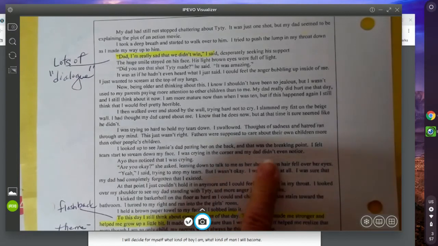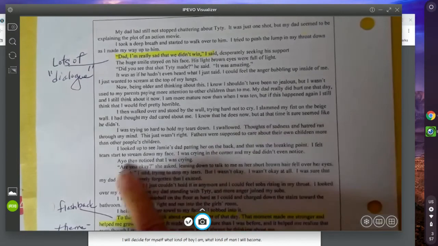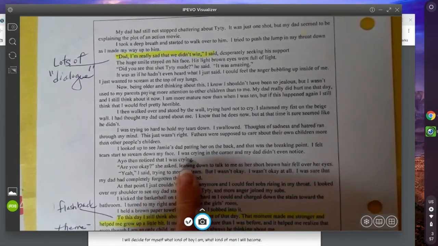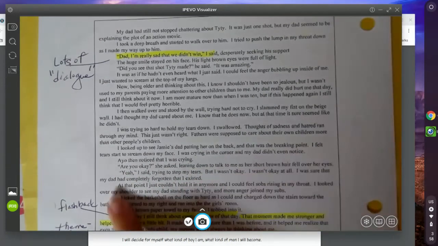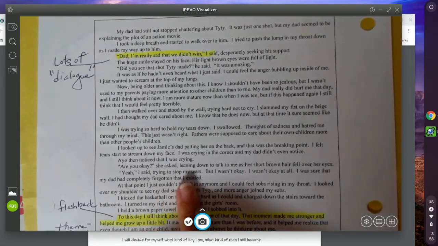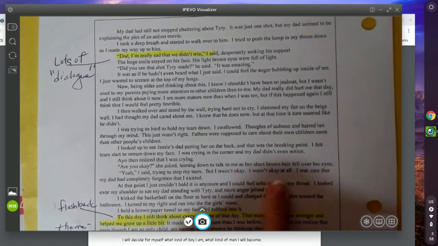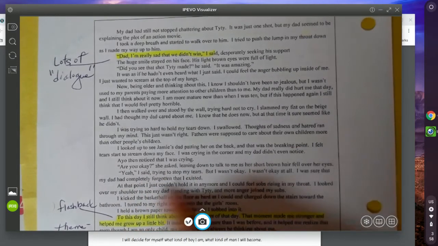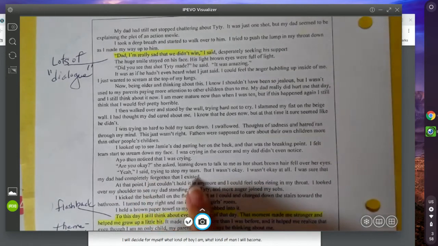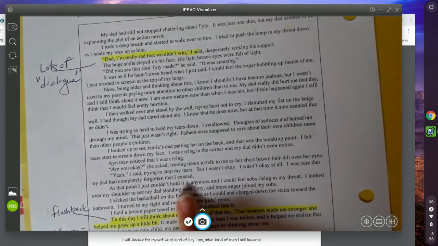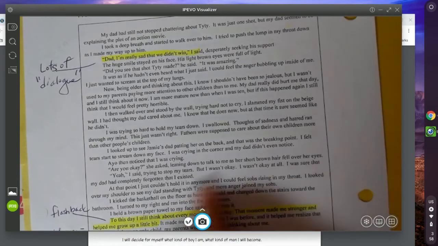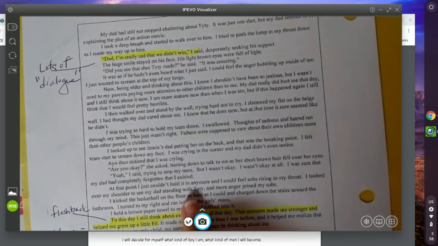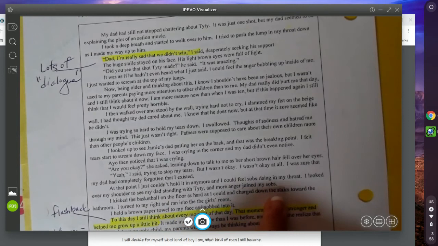I was crying in the corner. My dad didn't even notice. Io then noticed that I was crying. "Are you okay?" she asked, leaning down to talk to me as her short brown hair fell over her eyes. "Yeah," I said, trying to stop my tears, but I wasn't okay. I wasn't okay at all. I was sure that my dad had completely forgotten that I existed. At that point, I just couldn't hold it in anymore, and I could feel sobs rising in my throat. I looked over my shoulder to see my dad standing with Tidy, and more anger joined my sobs.